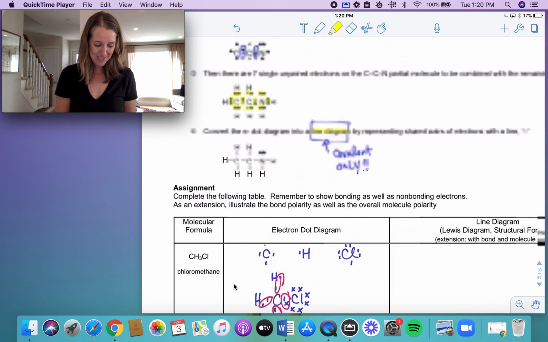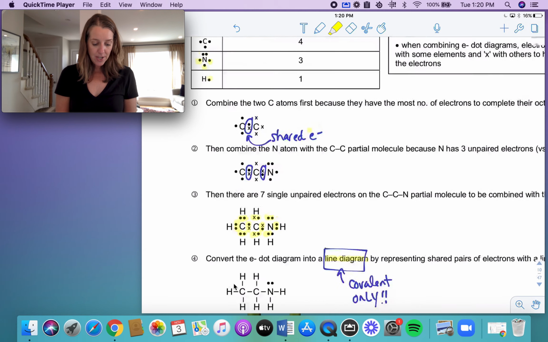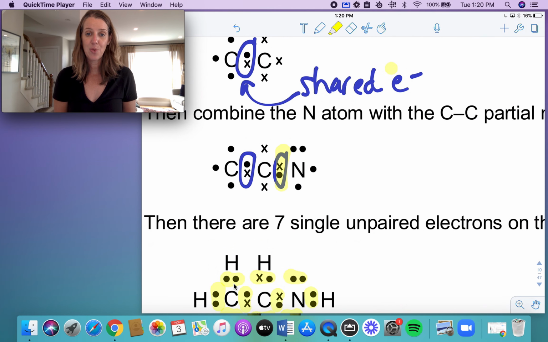All right, so back up to the top. We've shown our 2 carbon atoms side by side. That's how you know carbon is going to be bonded to another carbon. Then, according to the rules, I'm going to combine nitrogen with one of the carbon-carbon partial molecules, again, because nitrogen has 3 unpaired electrons, okay? There are 3 potential spots for a bond, so I know that one of those is going to have a shared pair with that other one for carbon. Okay, there we go. There's another covalent bond we can form.